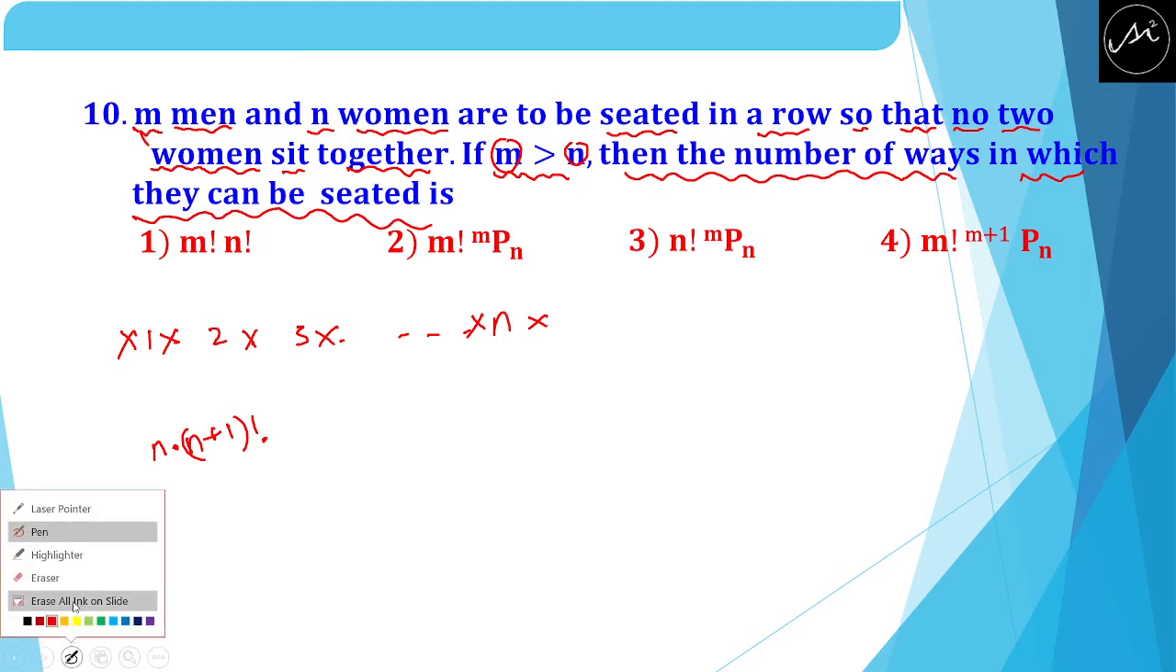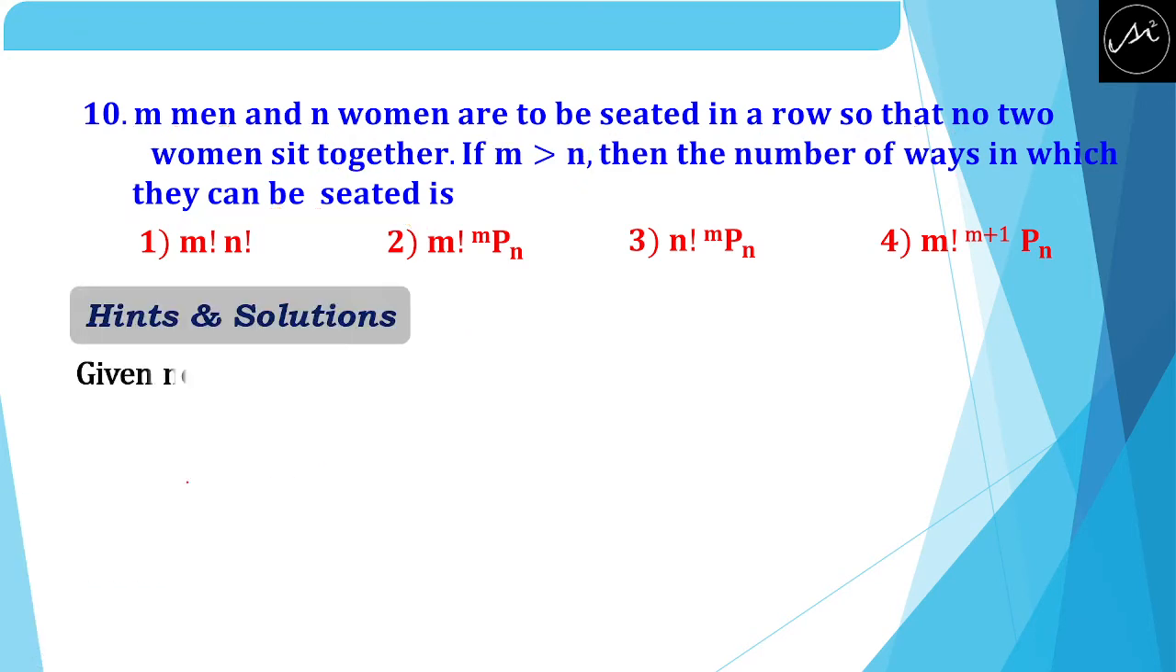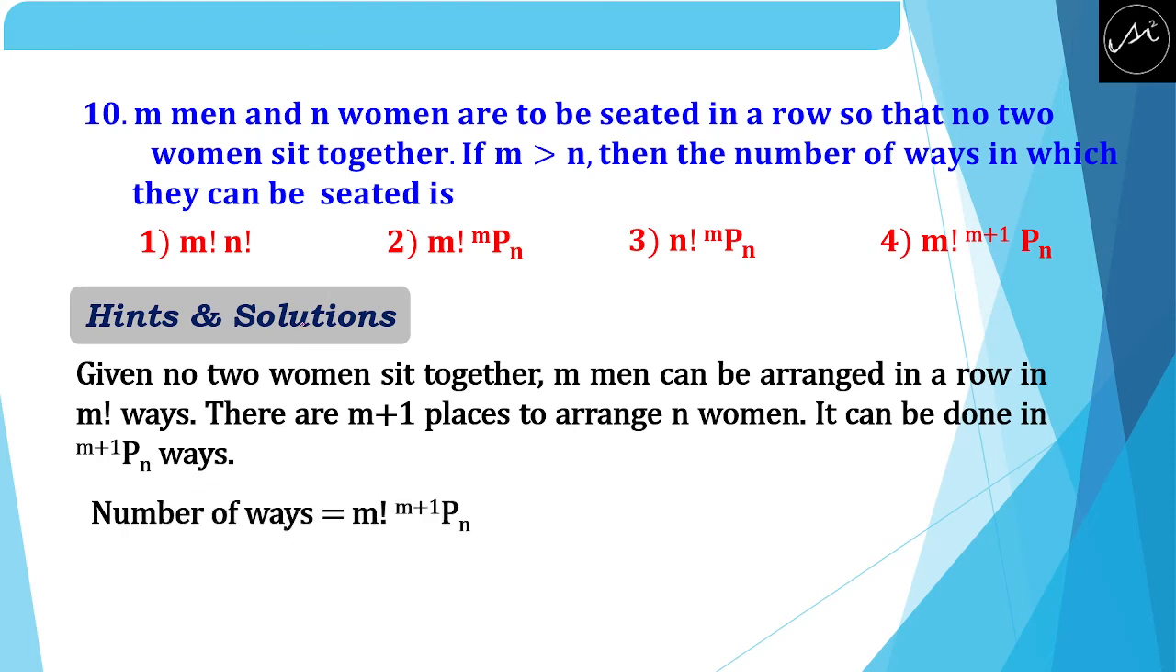For that you can just see, no two women can be sitting together. M men can be arranged in a row with m factorial ways. There are m plus 1 places to be arranged for n women. So it can be done in m plus 1 pn ways. So therefore m factorial into m plus 1 pn will be the right answer.